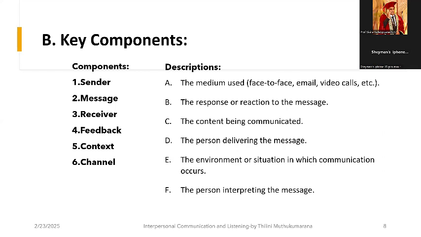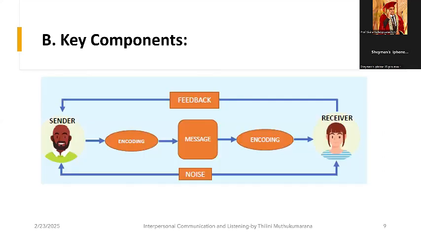Okay, let me take you to a diagram where all these things are aligned in specific places. You can see the sender is here, encoding the message, and there is decoding for the receiver part as well. After the receiver receives the message, the person can send feedback to the sender. And this is very important: noise. So we are going to talk about this noise also. What is this noise? I'll talk about it when we deal with that separate section.